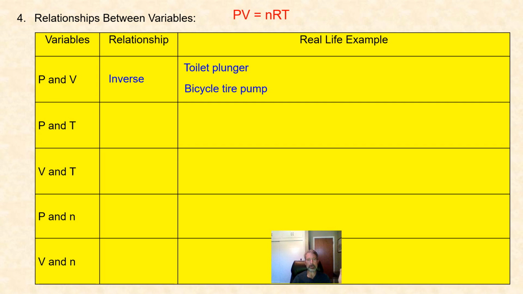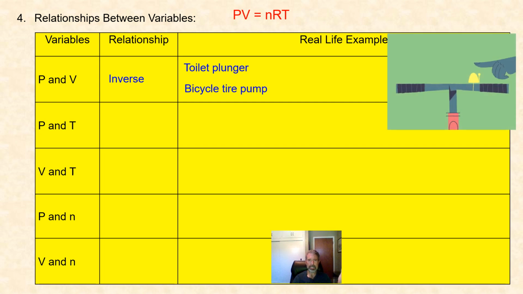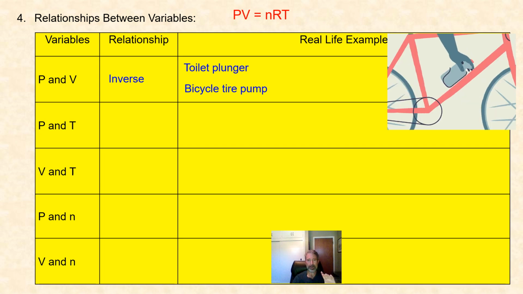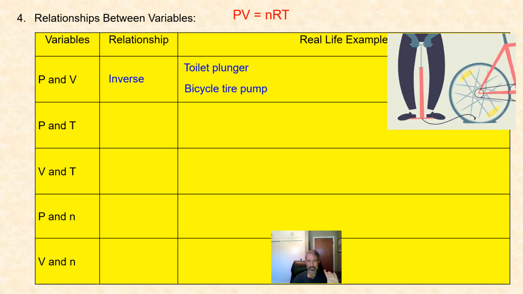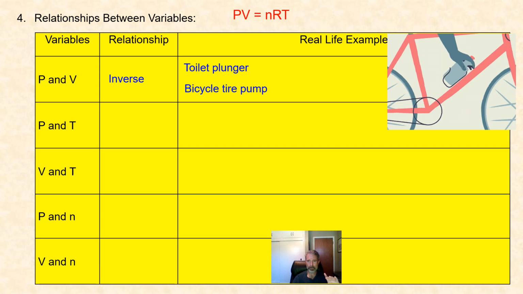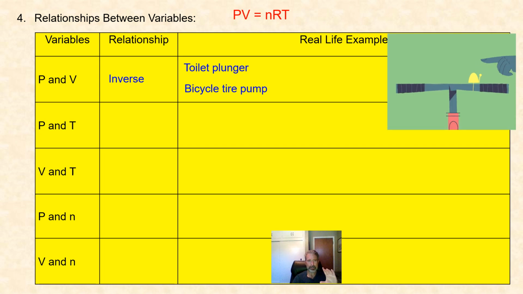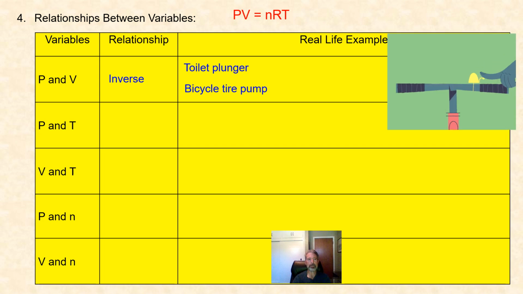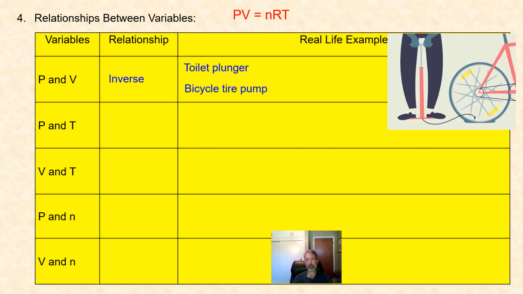How about the example of a bicycle tire pump? If you look at the bicycle tire pump, when you push down on the piston in that cylinder, the bicycle tire pump itself, see what's happening, right? You are decreasing the volume of air in there, causing the pressure to go up.